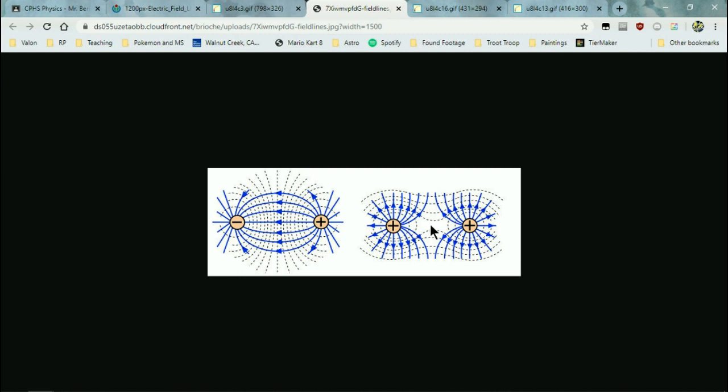So if I'm perfectly in the middle between these two charges, there's never going to be a field line that gets to me because they're all bending away from each other. However, here, right in the middle, I'm always going to get field lines going through me, and they're all bending in toward the middle here.